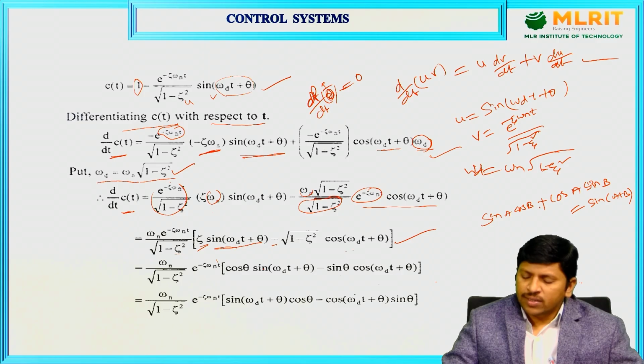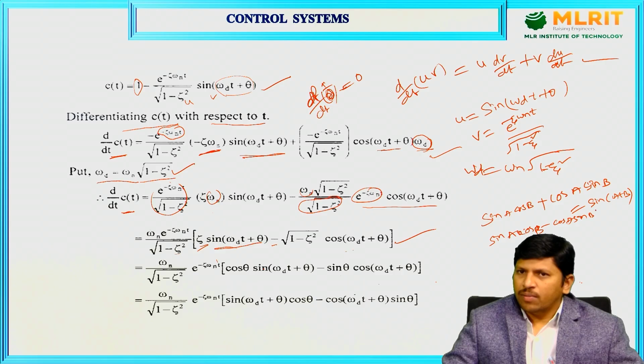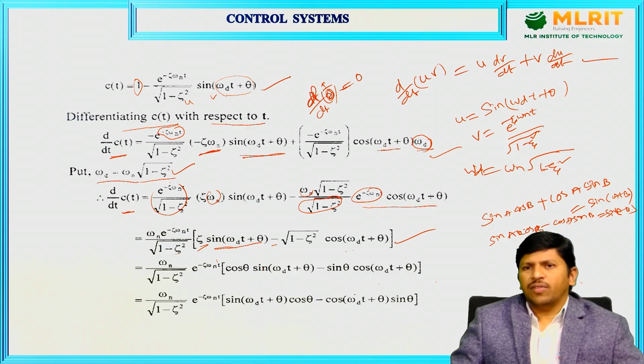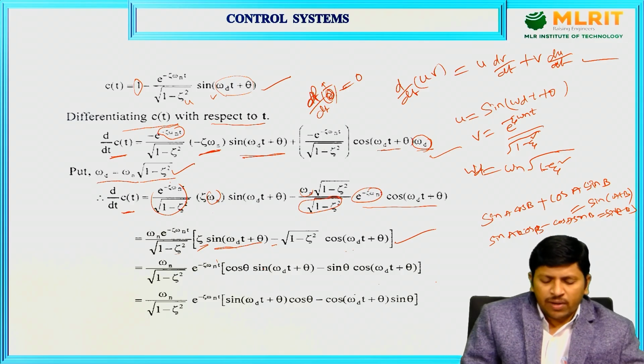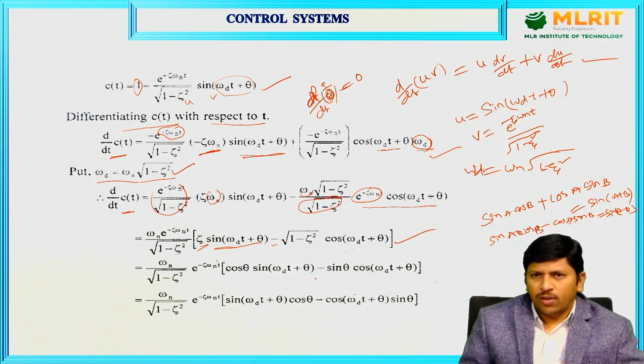Here the minus place is there. So if you write the minus, sin a cos b minus cos a sin b equals sin of a minus b, sin of a minus b. Here a negative is there, so the negative formula you can use, sin of a minus b.